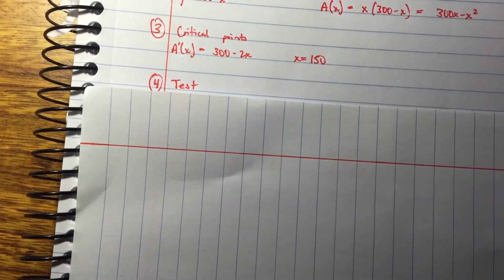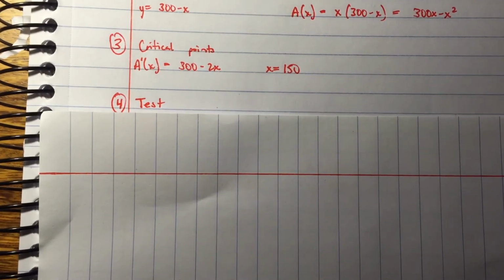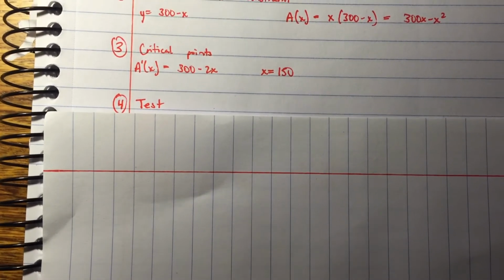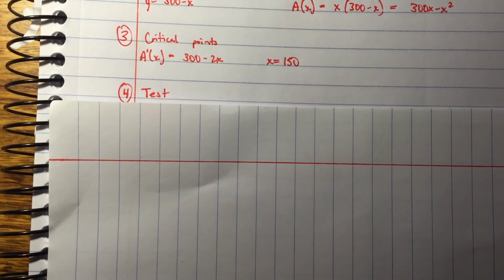There are several methods of doing this, but in this case, we can quickly see that A double prime of x equals negative 2. From this, it is evident that the second derivative is always negative, and so A of x will be concave down, and so the single critical point we got in the previous step must be a relative maximum, and hence must be the value that gives the maximum product.